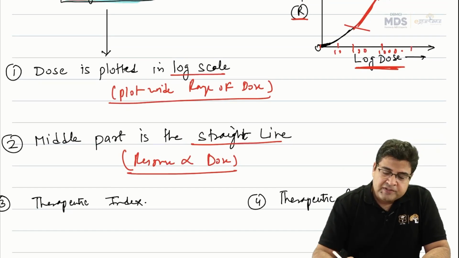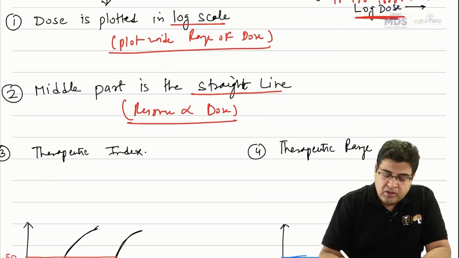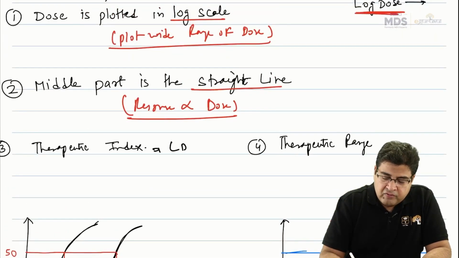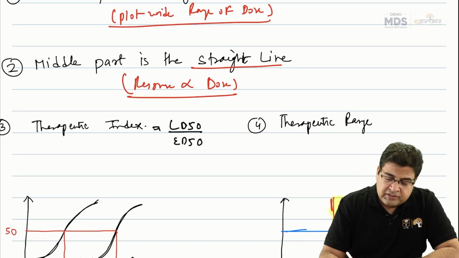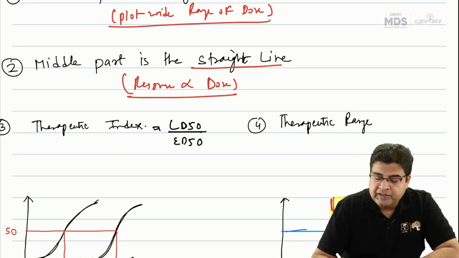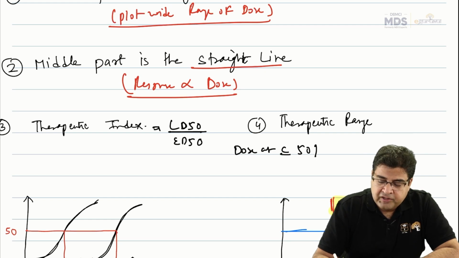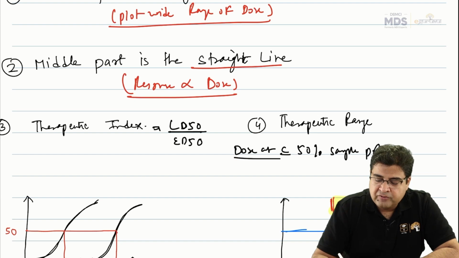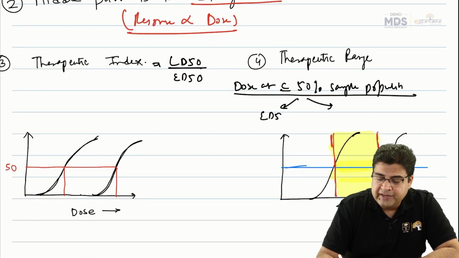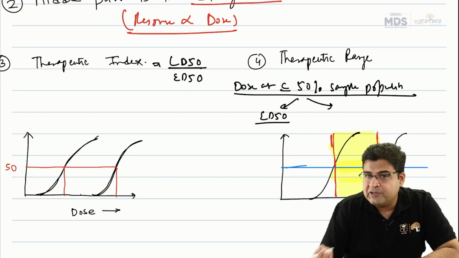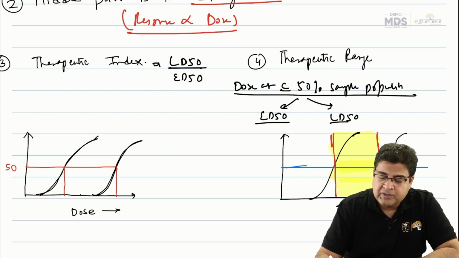Now, with the help of this graph, we can calculate two very important doses. One is known as LD50 and second is known as ED50. What are LD50 and ED50? The therapeutic index is the ratio of LD50 and ED50. The dose at which 50% of your sample population show the effect that you require is known as ED50, and the dose at which 50% of the sample population will die is known as LD50.